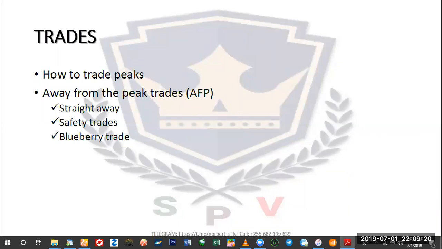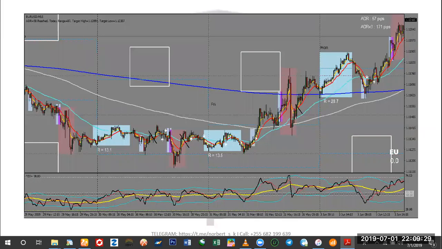We have the peak trades and we have the away from the peak trades. Let's start with the peak trades. Now we have 3 types of peaks. We have the EMA, the news peak, and the consolidation peak. For a consolidation peak, the dealer has applied the brakes here.